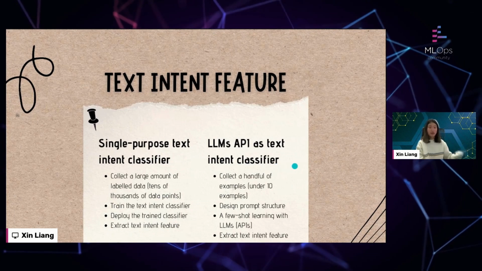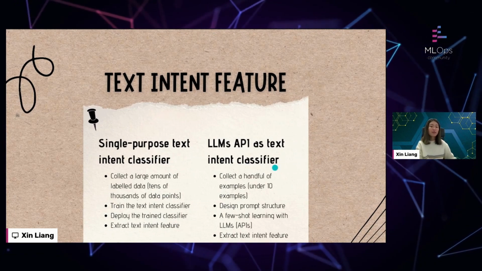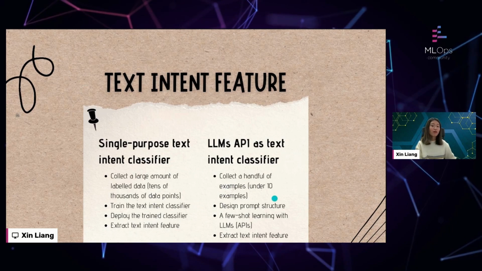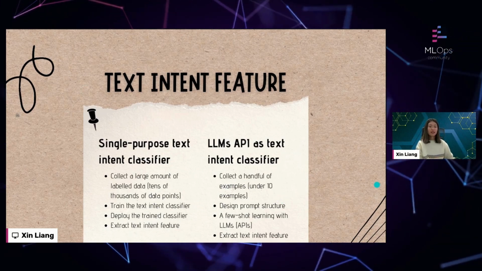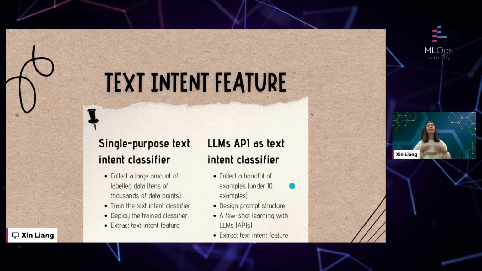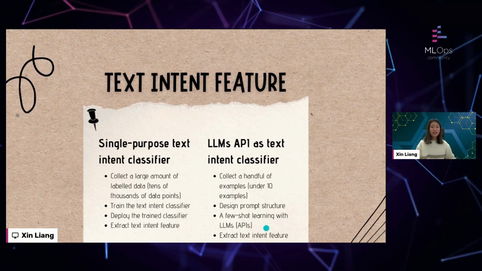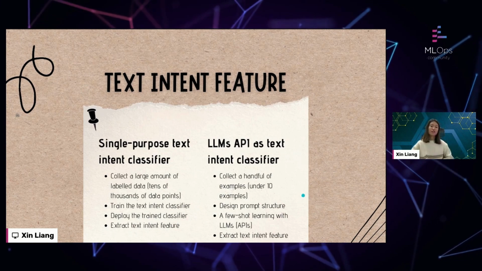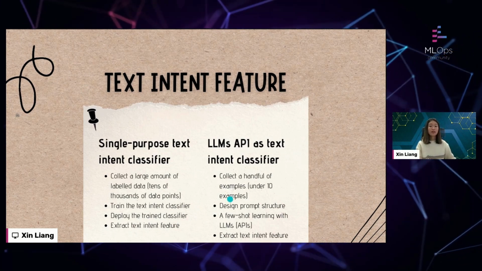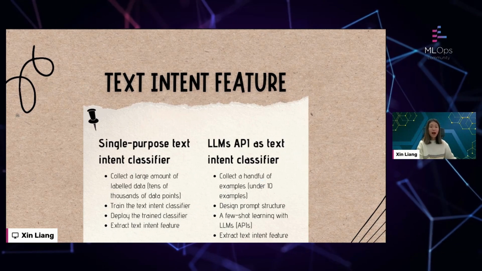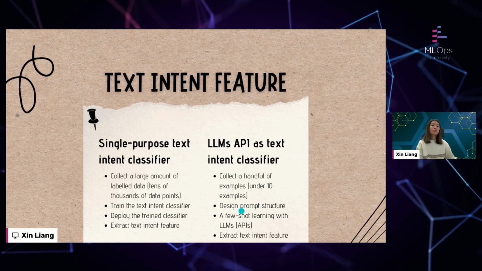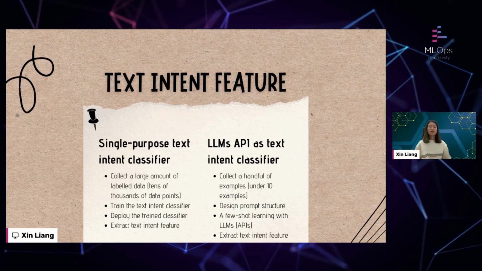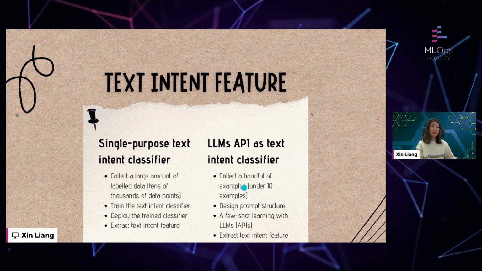With LLM's API as the text intent classifier, we only need to collect a handful of examples, under 10 examples. And then we need to design the prompt structure to output the predefined classes. And then at inference time, we could use few-shot learning with the few examples that we collected previously to extract the text intent feature. So this process is much more simplified, with no training and deployment infrastructure setup, and a much smaller annotated dataset.